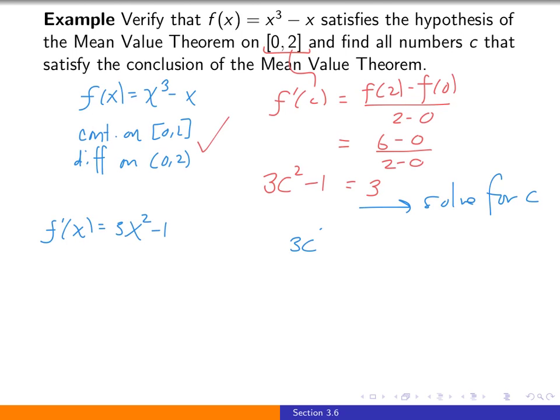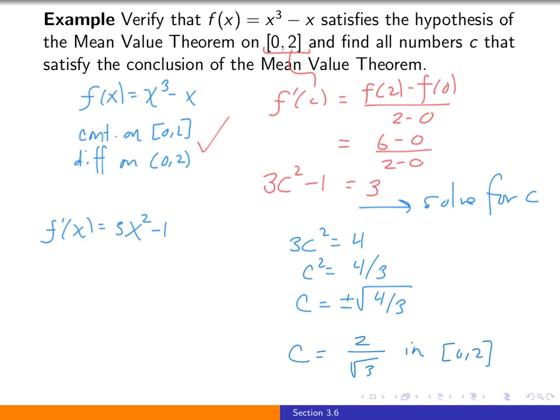So 3c squared is equal to 4. C squared is equal to 4/3. So c is equal to plus or minus the square root of 4/3. But of course, both of these values for c, the plus and the minus, will not work here because we need to be in the interval from 0 to 2. So only the positive value will work. So the solution here would be c equals the positive square root of 4/3. So 2 over the square root of 3. So that's the only value of c in the interval from 0 to 2.